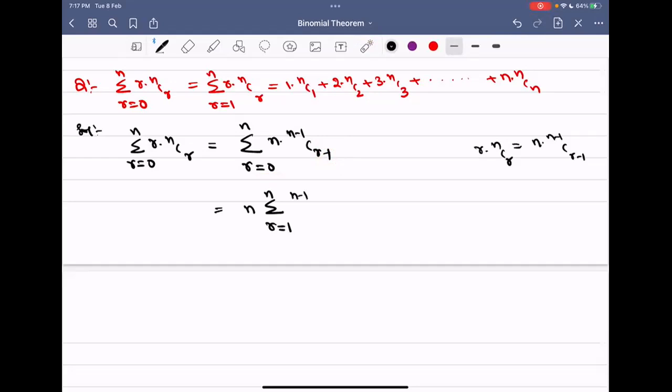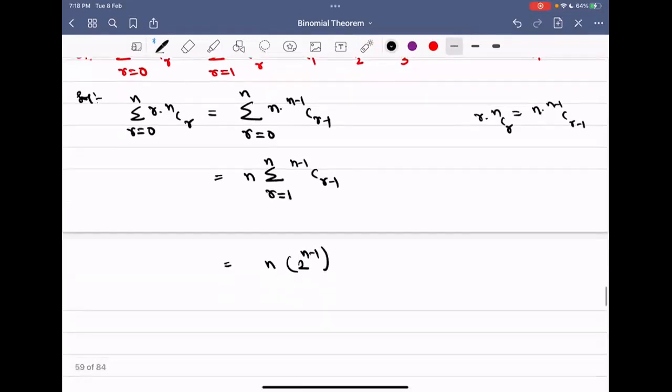N minus 1 C R minus 1. Now if you put R = 1, then N minus 1 C0. For R = 2, N minus 1 C1. For R = N, N minus 1 C N minus 1. That is of the form NC0 plus NC1 plus NC2, etc., which is 2 power N. Therefore, this is equal to N into 2 power N minus 1. So this is the result.